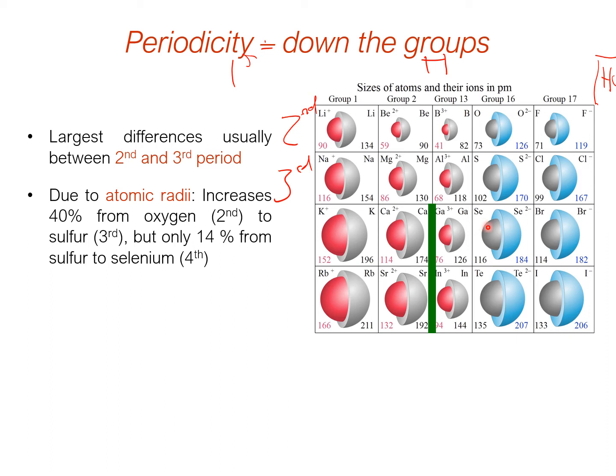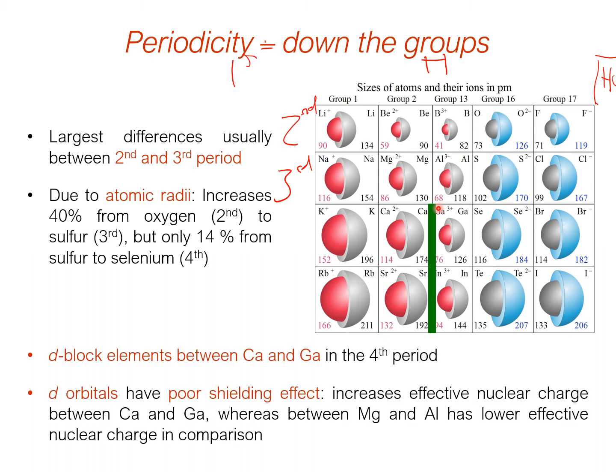And then we see again from the fourth to the fifth, it's not such a large increase either. And the reason that there's a big difference between the second and third period, but not such a big one between the subsequent ones, is because of the D block elements. So these are between calcium and gallium in the fourth period. And I've highlighted them here with a thick green line to show this is where we've contracted the periodic table.